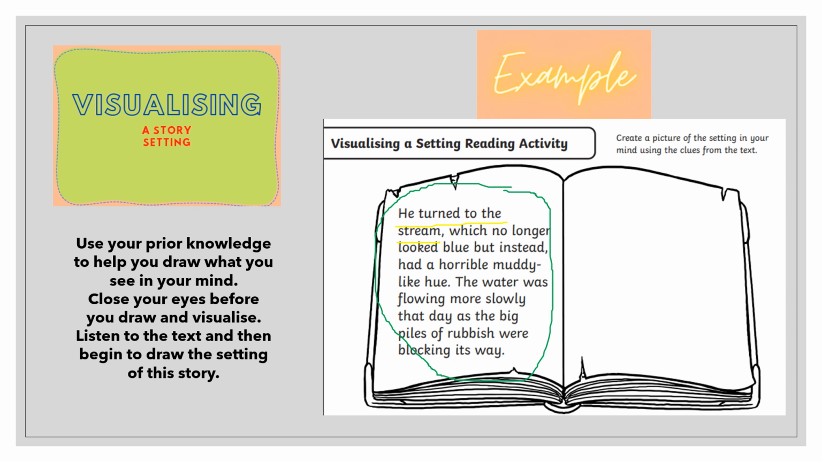So I'm just going to sit and think and close my eyes. So I see a boy looking at a stream. I think he's not going to be very happy looking because the water is browny and murky and muddy and a bit greeny in colour. No blue at all, so it's not a very clean body of water. And the water is flowing slowly because of all the rubbish. Okay, so that's all the information I got from the text. I've closed my eyes, I've thought about what I can see, and now I'm going to draw what I can see.